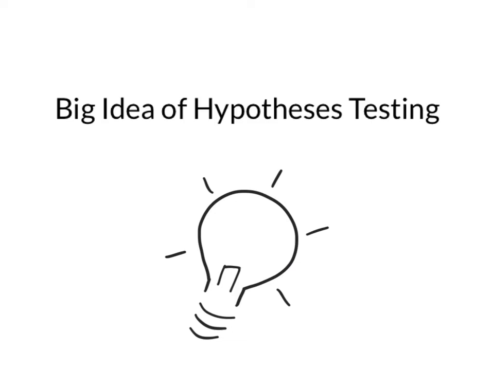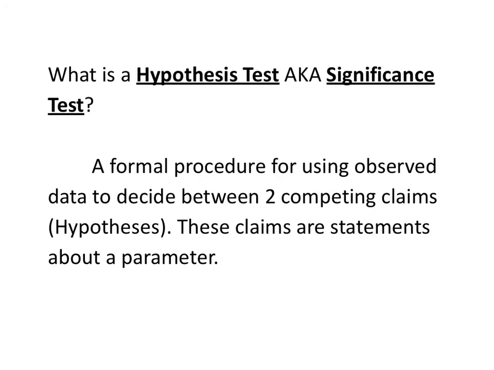In this lesson, we're going to look at the big ideas behind hypothesis testing. So, what is a hypothesis test, or it's also called a significance test? Well, it's this formal procedure for using your observed data to decide between two competing claims. So observed data means you're looking at your sample to decide which of two competing statements are true. You begin by writing these two hypotheses. These claims are statements about your population parameter.